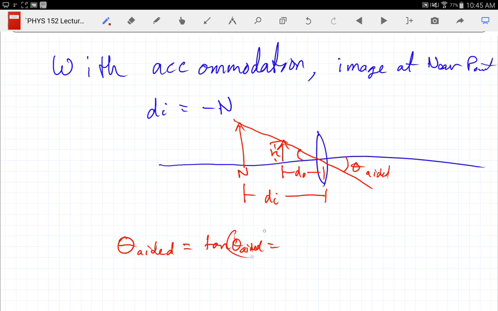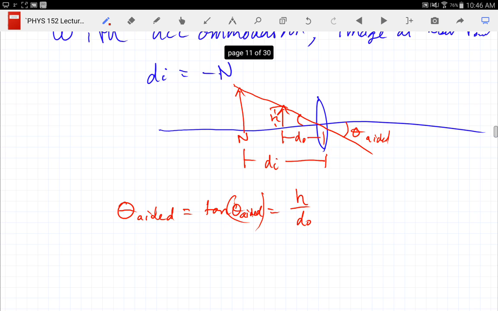So tangent of theta aided is going to be opposite over adjacent. So what can I use from that triangle for opposite over adjacent? H over DO. Well, DO isn't really going to help me. That's correct. That's what you needed to do. But it's not really going to help me because I don't know what the distance object is. What do I know? I know the distance image is equal to minus the near point.